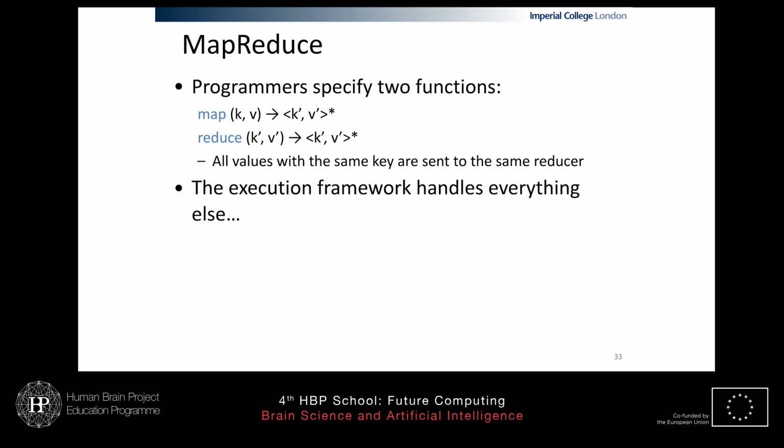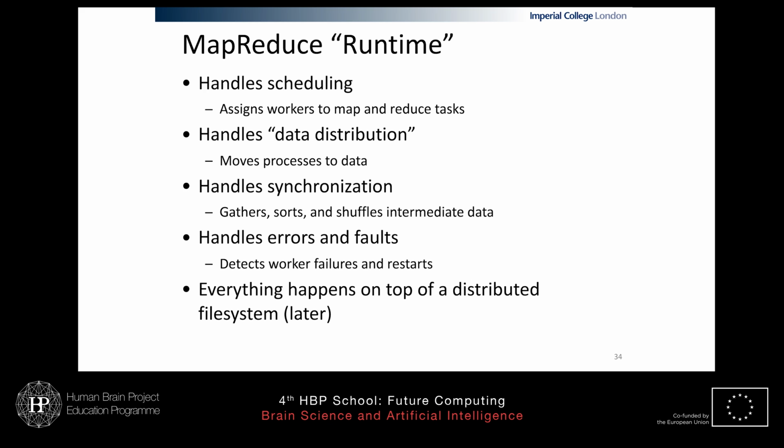What I want to talk about before, however, is that sentence here: the execution framework handles everything else. What does that actually mean? Because we have all these issues I mentioned before. We need to distribute the data, we need to shuffle data around, and that's what MapReduce does for us. It handles scheduling. It assigns workers to map and reduce tasks. It moves around the data if needed. Like I said before, we can also move around the code. It handles synchronization. It waits for all the mappers to finish before it starts the reducer phase, generally speaking.